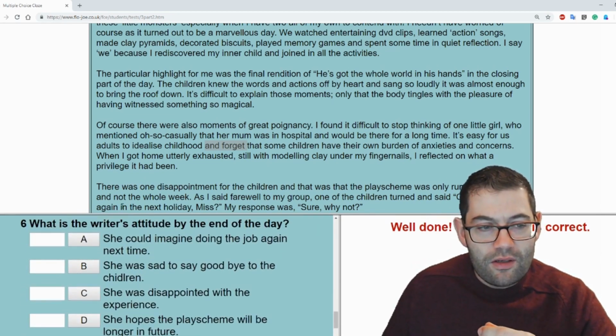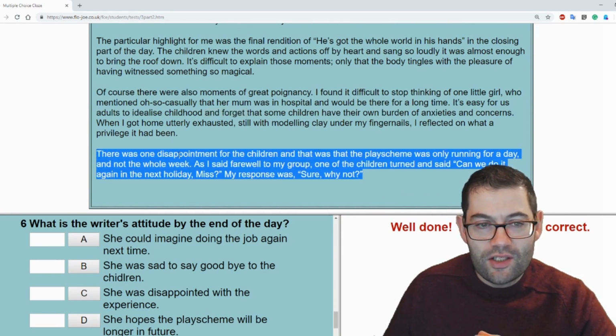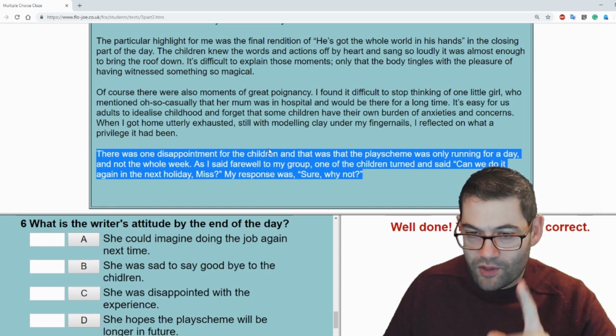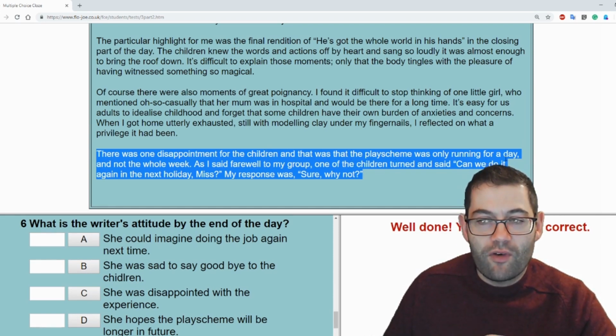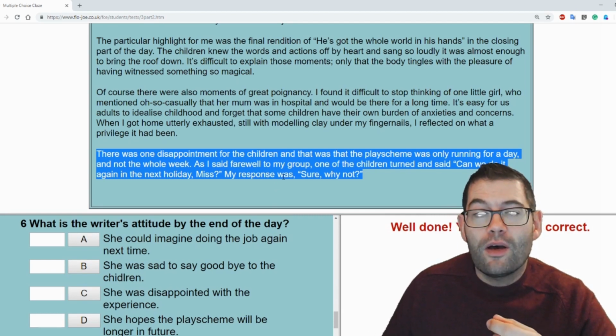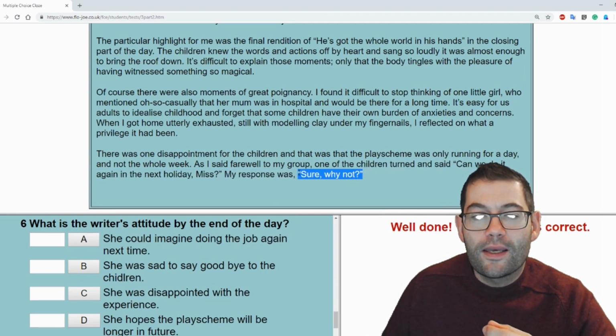For the last question, what is the writer's attitude by the end of the day? And here we're concentrating on the last paragraph. She says there was one disappointment for the children. That's important. Disappointment for the children that the play scheme was only running for a day, not the whole week. As I said farewell to my group, one of the children turned and said, "Can we do it again in the next holiday, miss?" My response, the writer's response, was, "Sure, why not?"